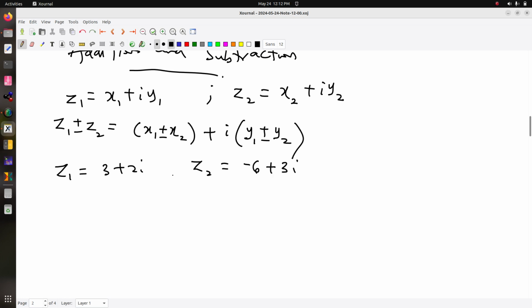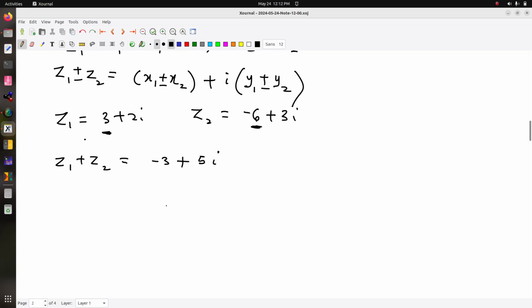For example, let's say z1 is 3 plus 2i and z2 is maybe minus 6 plus 3i. So the real part of z1 is 3, the imaginary part of z1 is 2, the real part of z2 is minus 6, and the imaginary part of z2 is 3. If you want to add z1 and z2, the real part will be 3 minus 6, that will be minus 3, then plus i, the imaginary part, 2 plus 3, so that will be 5i.